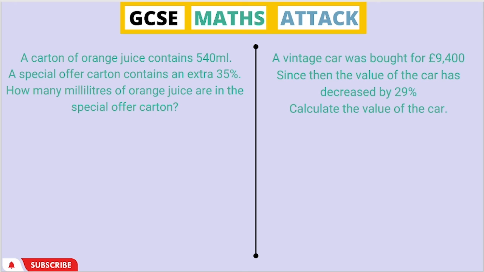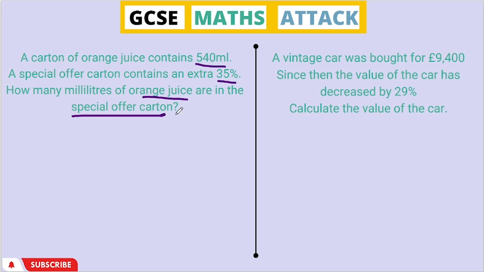Okay guys, let's begin. A carton of orange juice contains 540 milliliters. A special offer carton contains an extra 35%. How many milliliters of orange juice are there in the special offer cartons? So, if you saw this part here, extra, that should be ringing a bell in your brains. This is a percentage increase.